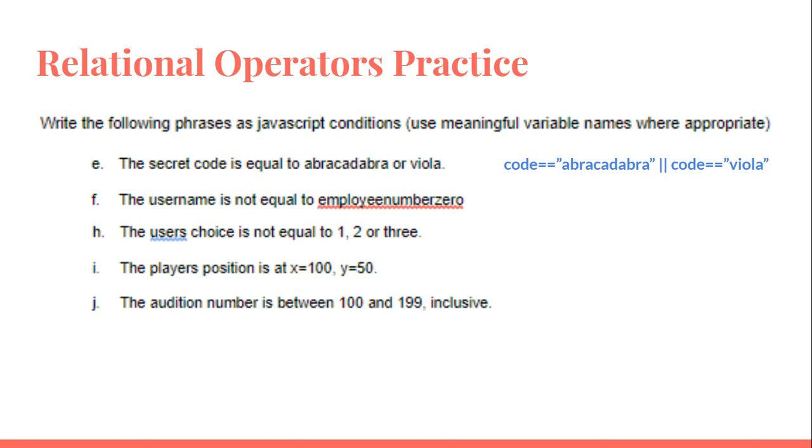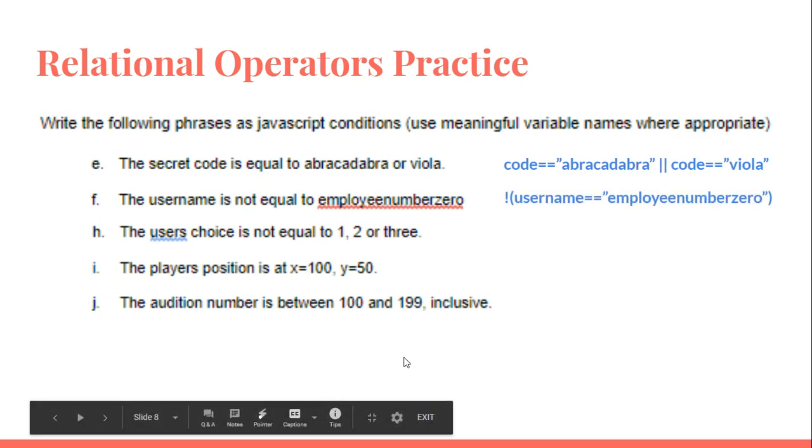The username is not equal to employee number 0. Now, we did this in the last one using the not equals relational operator. Today, I'm going to use the equals relational operator, and I'm going to use negation on that. So I'm going to say username equals employee number 0, and then I'm going to negate that out front.